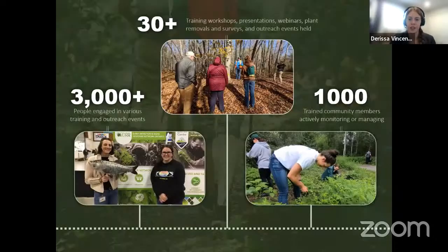So in summary, despite the restrictions and challenges over the past year, we were still successful in moving that yardstick forward. In the past year, we held 30 or so events, workshops, trainings, and self-guiding initiatives for community members to take part in, through which we engaged over 3,000 people who now have an awareness of invasive species within their communities. And of those, over 1,000 volunteers are trained to actively manage and monitor for invasive species within those communities.